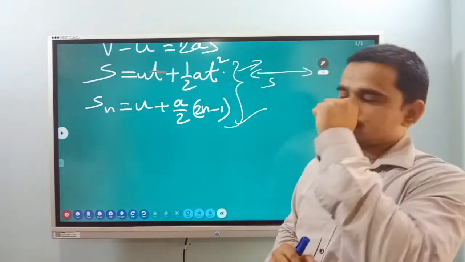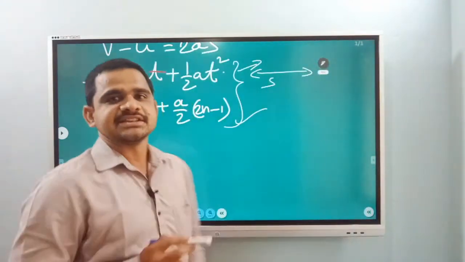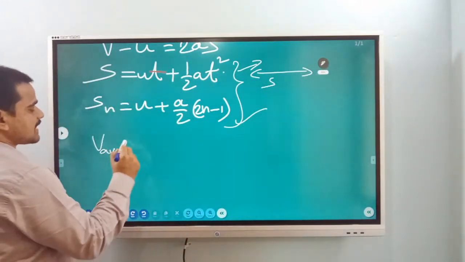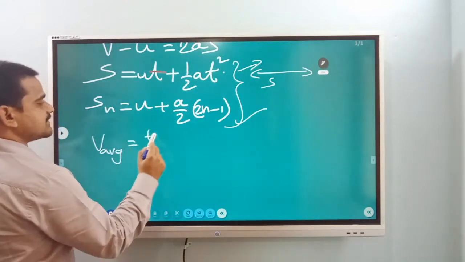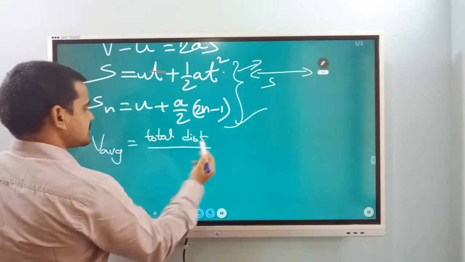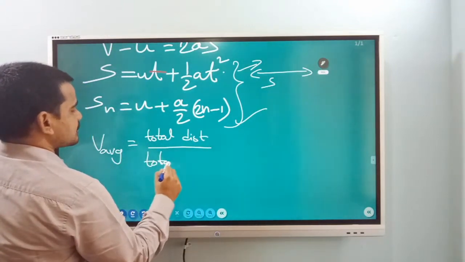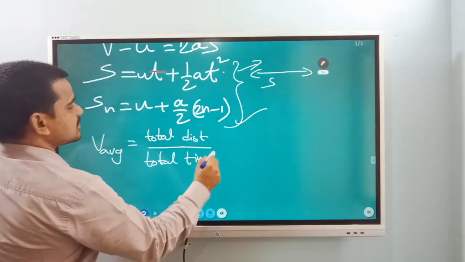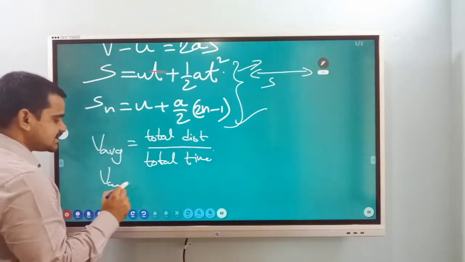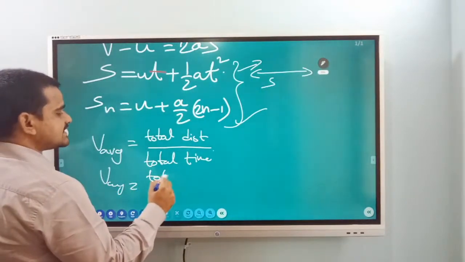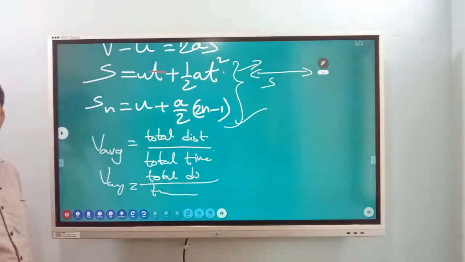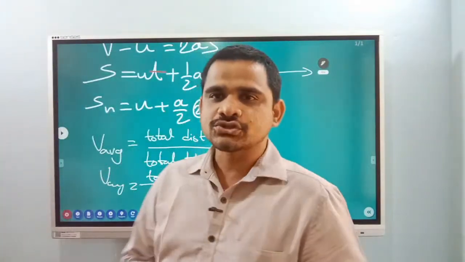And some more we have seen in the last videos. One is average speed. Average speed means total distance traveled by total time. And next, average velocity. Average velocity means total displacement by total time. Correct? This is what we have seen in the last videos.